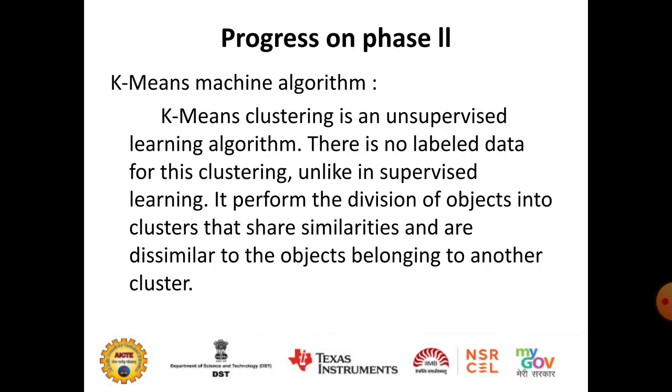Progress on phase 2. K-means machine learning algorithm. K-means clustering is an unsupervised learning algorithm. There is no labeled data for this clustering, unlike in supervised learning. It divides objects into clusters that share similarities and are dissimilar to the objects belonging to another cluster. In our project, we implemented the k-means machine learning algorithm by using RStudio.